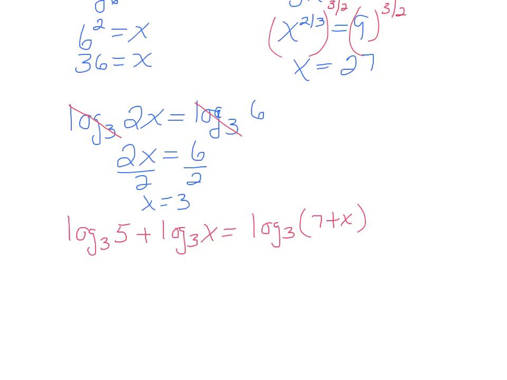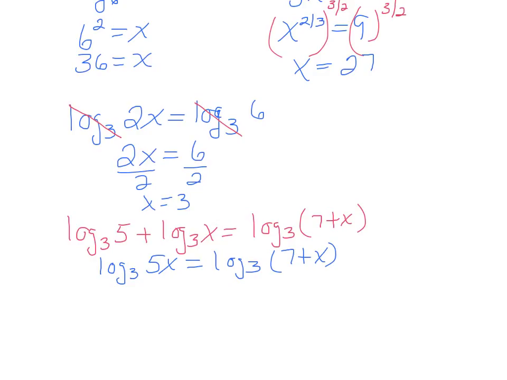Oh, wait a minute. I can't drop the logs because it's got to be a single log equal to a single log. Even though they all have the common base, it still has to be one log equal to one log. Is there anything I can do to the left side to make it one log? Oh, yeah, and they have a common base, so in the world of logs, addition means multiplication. So I have log base 3 of 5x equals log base 3 of 7 plus x.